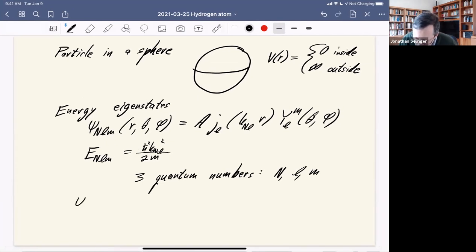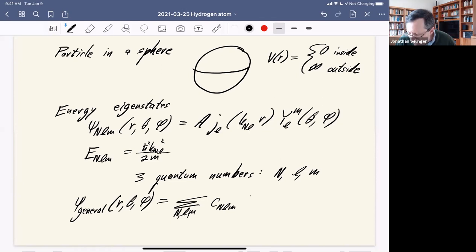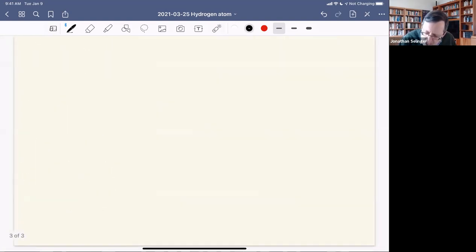And the general solution of Schrödinger's equation would be this psi general expressed in spherical coordinates. It's a sum over all of these quantum numbers of a coefficient c_nlm times psi nlm of r, theta, and phi. Okay, so this is a schematic approach to solving a quantum mechanics problem in three dimensions that goes along with any particular potential energy. And here we've done it for the two potential energies of a particle in a box and a particle in a sphere. So with that as preparation, let's actually go on to the hydrogen atom.